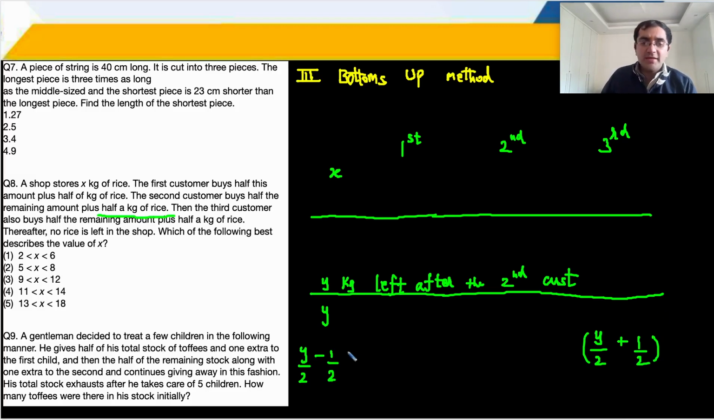Okay. And after giving to the third customer, how much rice is left? Thereafter, no rice is left in the shop. So no rice matlab 0. Now solve for y. So what is y? Y by 2 is equal to half. So y is equal to 1. Okay. Y is equal to 1.